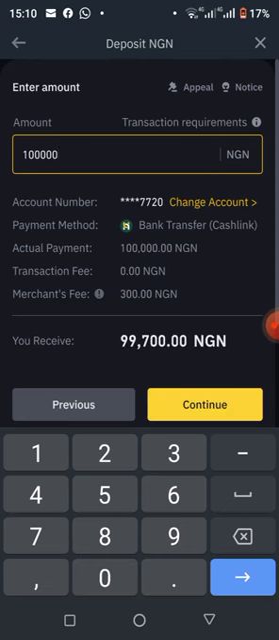So if you are depositing 100,000, you'll be receiving 99,700. So your charges will be 300 naira. So now why are we depositing? So that we can wait.